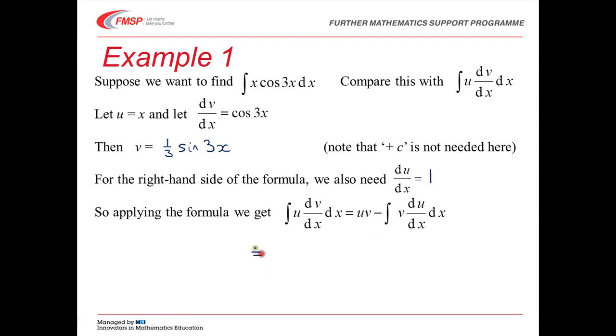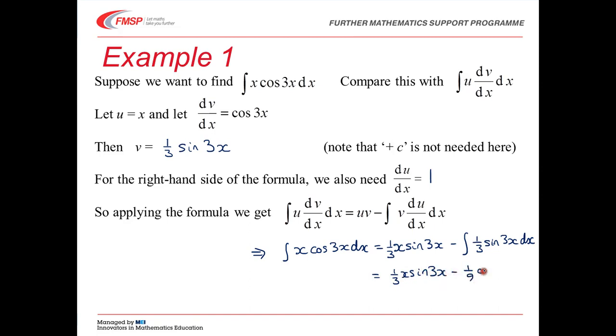Now I can substitute everything in. u dv by dx is x cos 3x, which is the integral I'm trying to find, equals uv, so u is x and v is 1/3 sine 3x, minus the integral of v, that's 1/3 sine 3x, times du by dx, which was just 1, and here we go. I can do that integral now. That's 1/9 cos 3x. And because I've done all my integrals, I need to put in a plus c on the end.